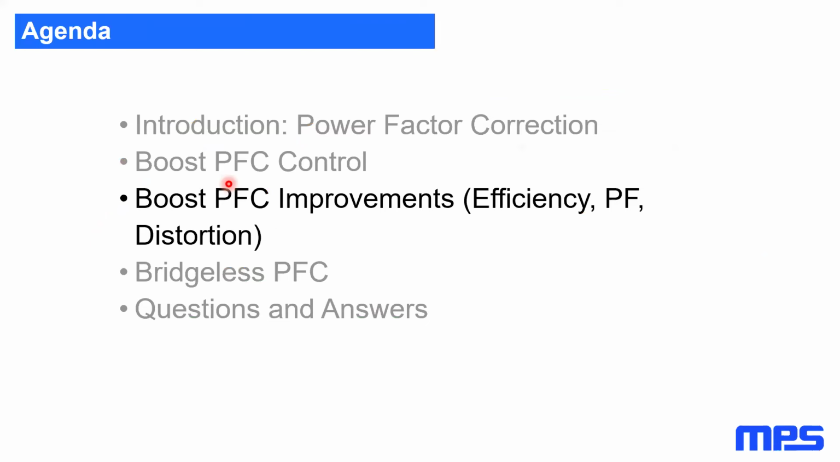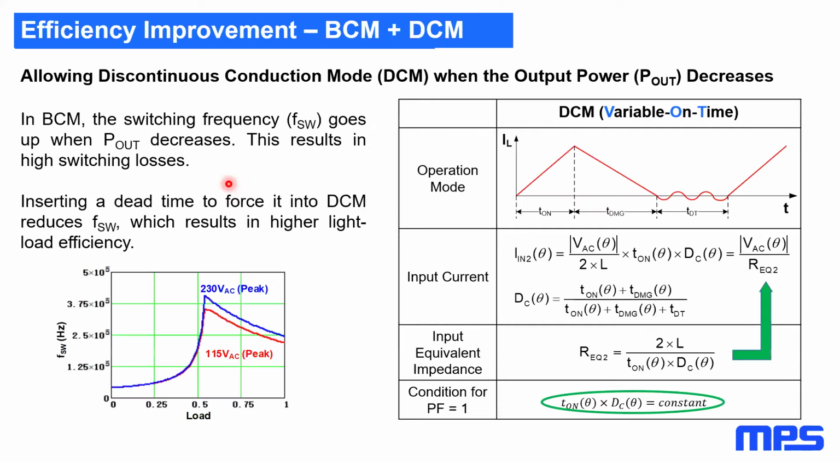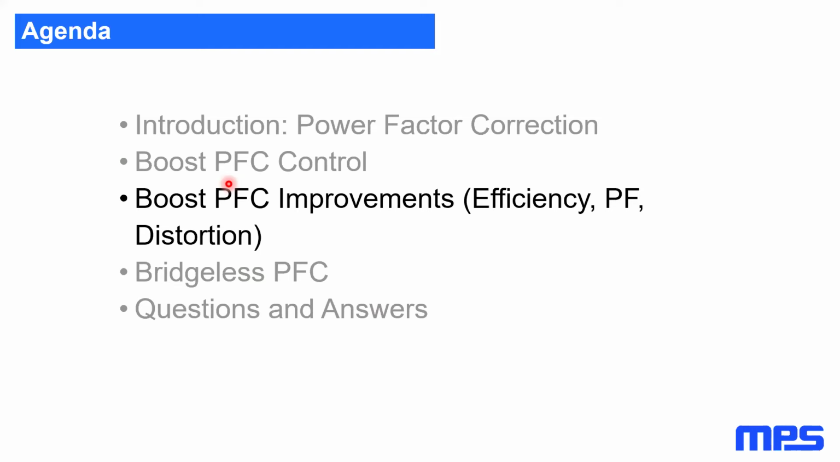All right, so these are the basics of PFC control and the most widely used control methods. And now we'll discuss some drawbacks, or let's say some imperfections that are linked to the reality and the implementation of these methods, and how to improve the PFC, or the PF, sorry, in these conditions. So we'll look at efficiency improvement, power factor improvement, and also distortion.